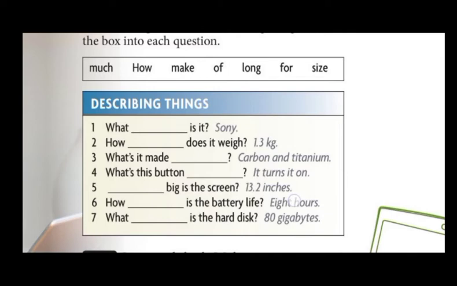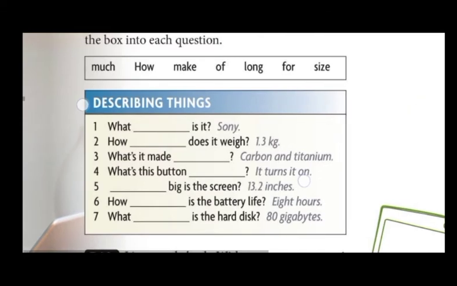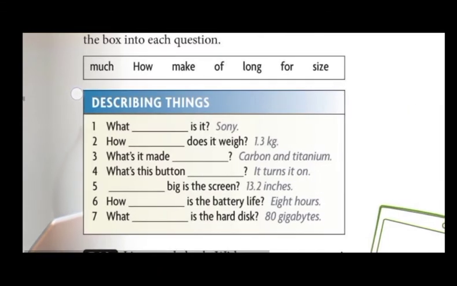Number 2, how much does it weigh? 1.3 kilograms. Number 3, what is it made of? Or made from? Made of, yes. It's carbon and titanium. What's this button for? It turns on the camera. How big is the screen? We have 13.2 inches.